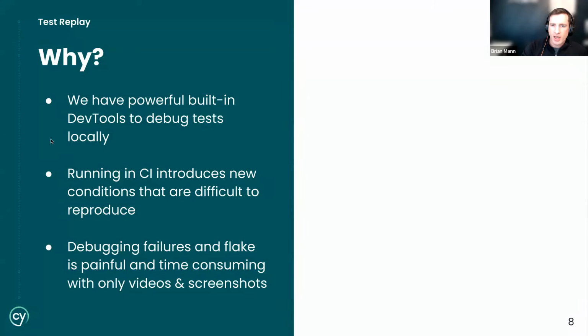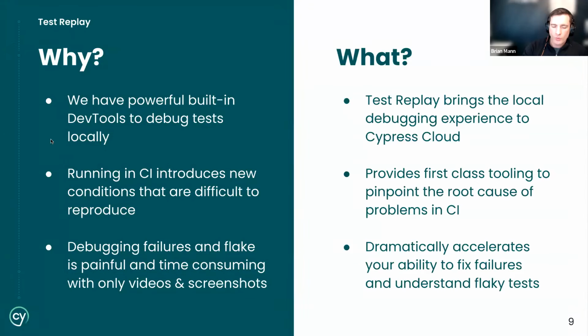And so, what do we aim to solve with Test Replay? First and foremost, what we aim to solve is basically taking that local experience that you get when you're writing and running tests locally, where you have all the power of dev tools, the ability to inspect network requests or the DOM, and bring that into the cloud so that when your tests are recorded in CI, you're going to have access to all of that information the same way that you do locally.